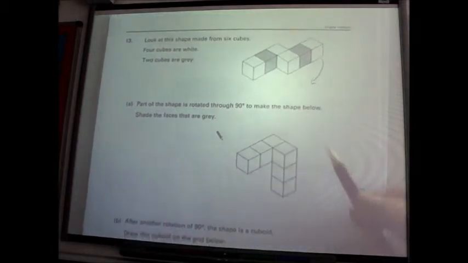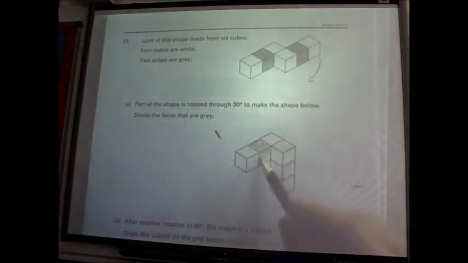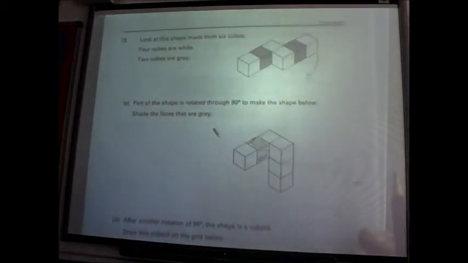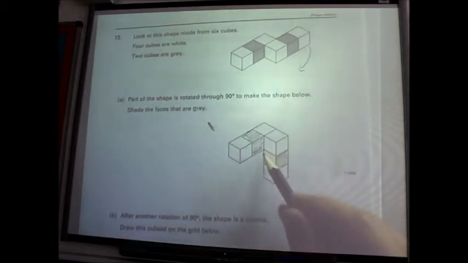Shade in the faces that are grey. Well, this one is grey, so this one is still going to be grey here. So I'll try and shade it in as neatly as I can. There you go. And this middle one here is grey, so this middle one here will also be grey. So shade that in too.